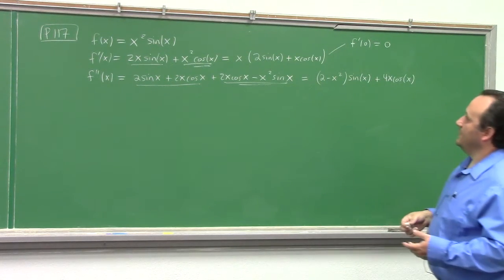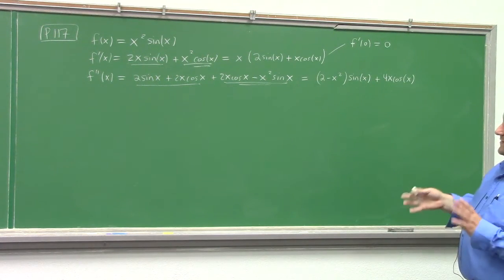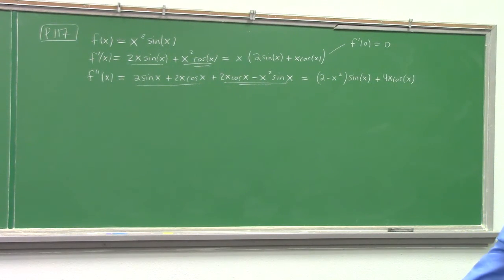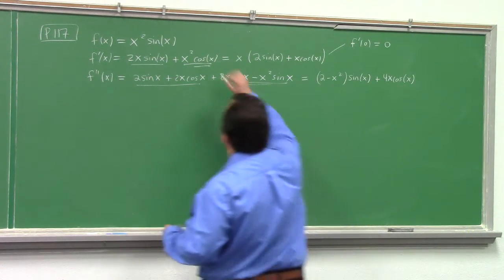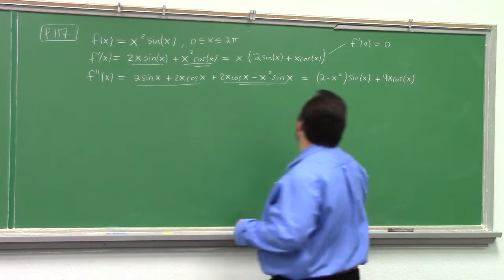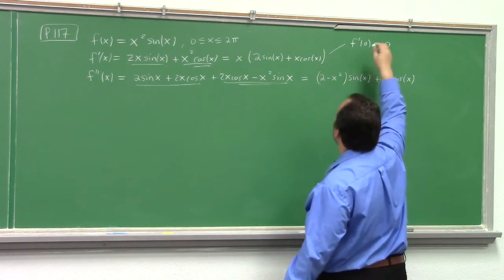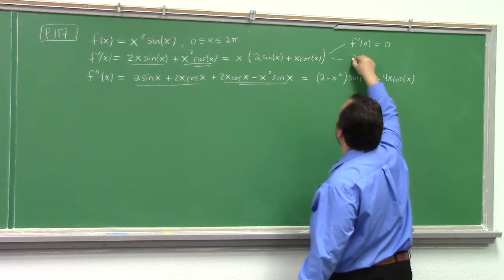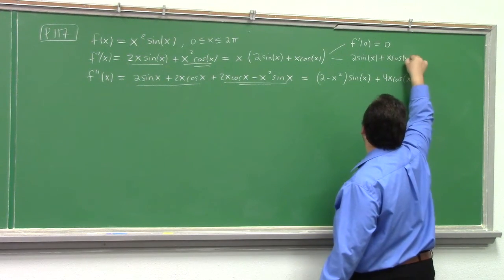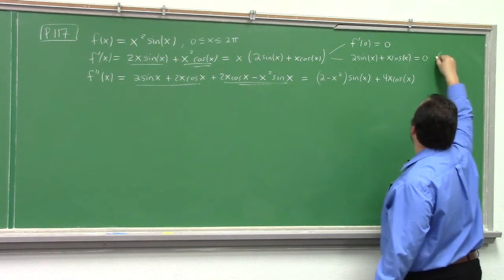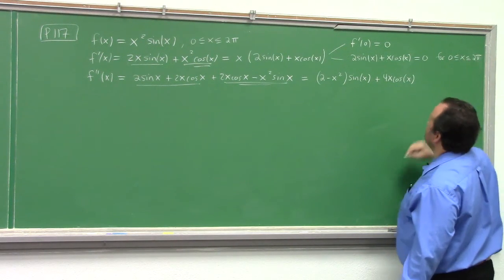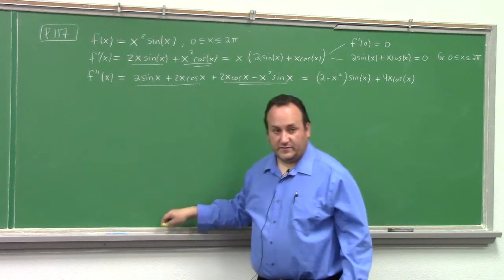Great. But then the question is, is that it? And I think I gave a context here too. I said 0 less than x less than 2 pi, right? So the question is then, can we solve 2 sine x plus x cosine of x equals 0 for 0 less than or equal to x less than or equal to 2 pi? Does that equation have any solutions?